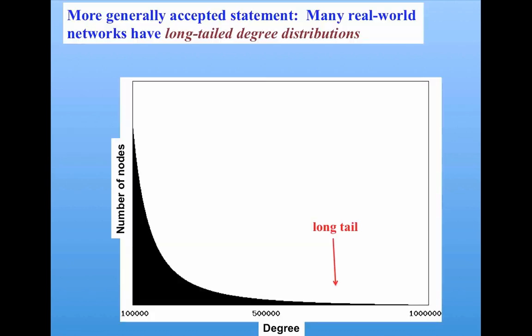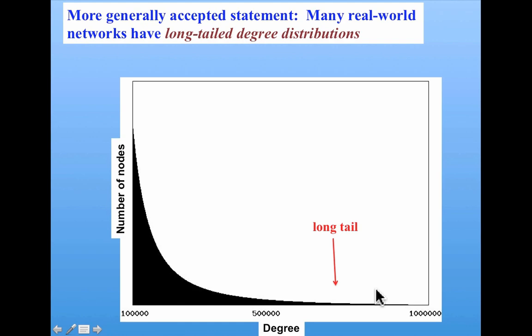But in general, what most people do accept is that many real-world networks, most real-world networks probably, have long-tailed degree distributions, where long tail just means that it has this kind of shape, with many nodes having relatively low degree compared to the number of nodes that have high degree. And this is called a tail of a distribution in probability theory, because it kind of looks like a tail. This is sort of the body, and this is the tail. And this is called a long-tailed distribution because this tail keeps going on and on and on.